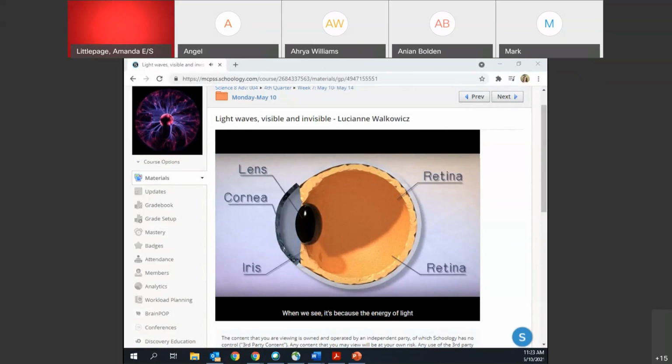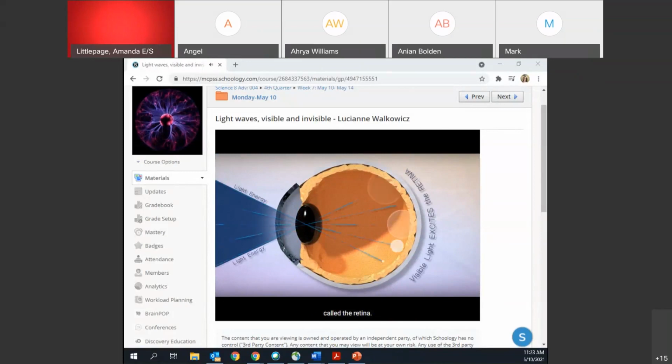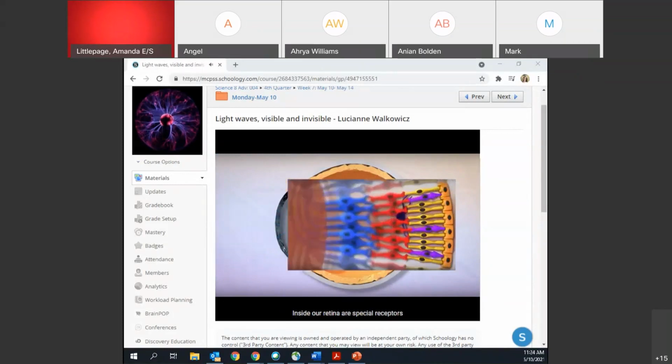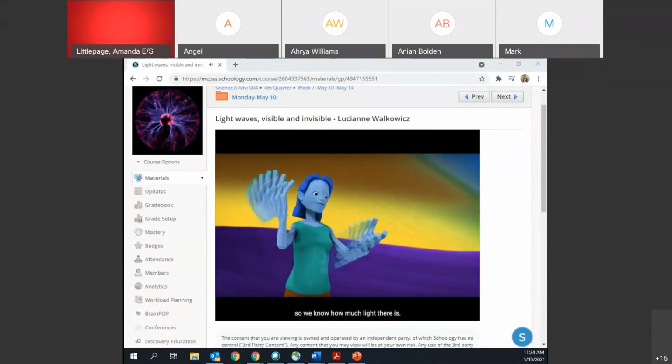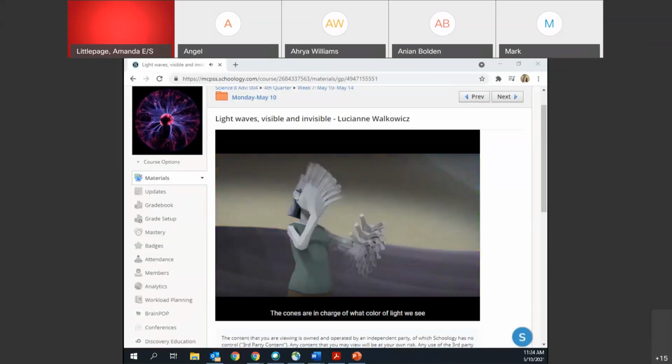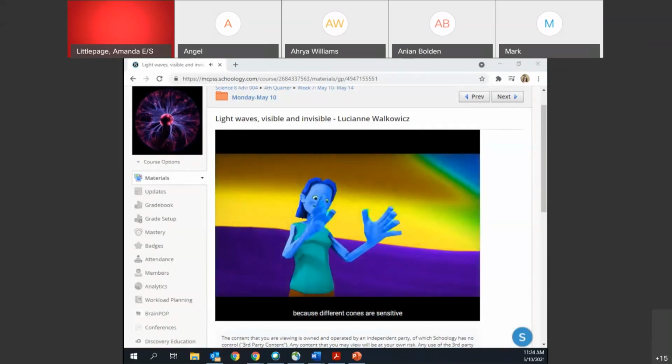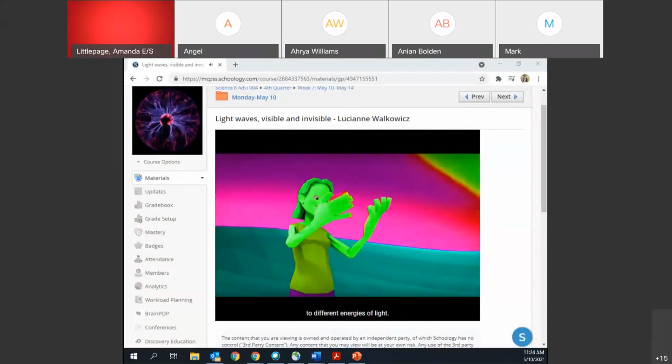When we see, it's because the energy of light stimulates a receptor in our eye called the retina. Our retina are only sensitive to light with a very small range in energy, and so we call that range of light visible light. Inside our retina are special receptors called rods and cones. The rods measure brightness, so we know how much light there is.